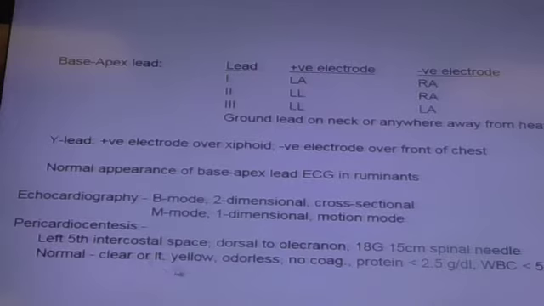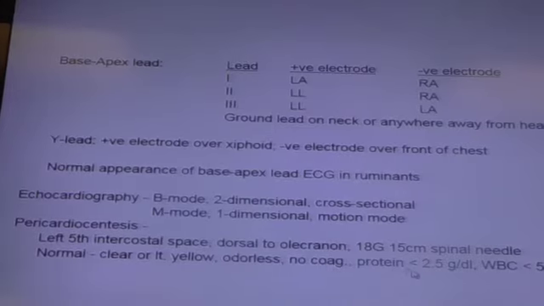The normal appearance is going to be clear or light yellow. It shouldn't have a smell, so odorless. It should not coagulate when you collect it in your red top or purple top. And protein is normally going to be relatively low, as well as the white blood cell count. So that's a normal fluid.